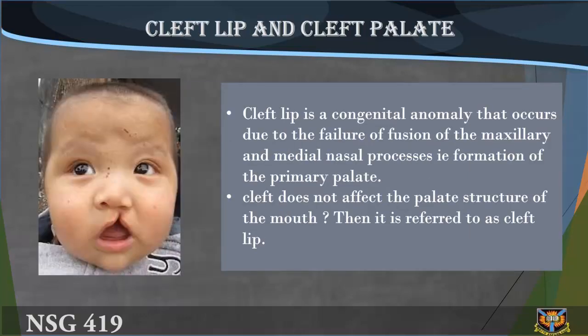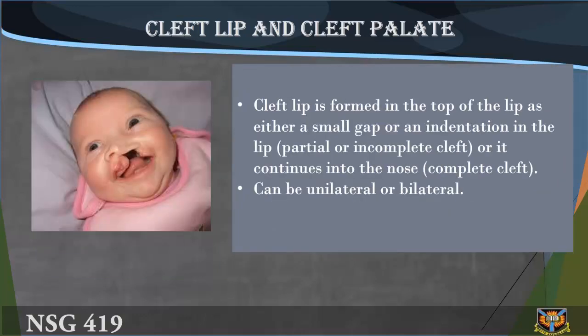Cleft lip and cleft palate. Cleft lip is a congenital abnormality that occurs due to the failure of fusion of the maxillary and medial nasal processes, that is, formation of the primary palate. If the cleft does not affect the palate structure of the mouth, it is referred to as cleft lip. Cleft lip is formed in the top of the lip as either a small gap or an indentation in the lip, partial or incomplete cleft, or it continues into the nose, complete cleft.